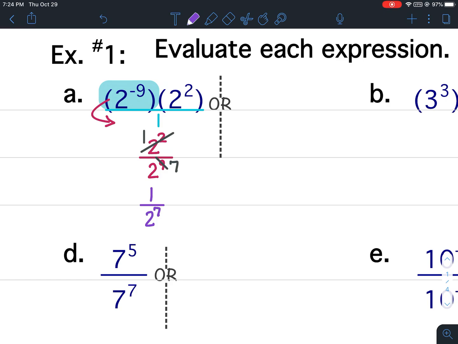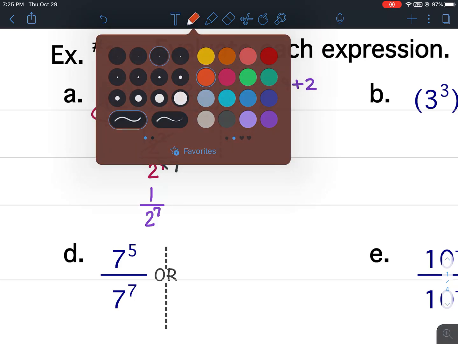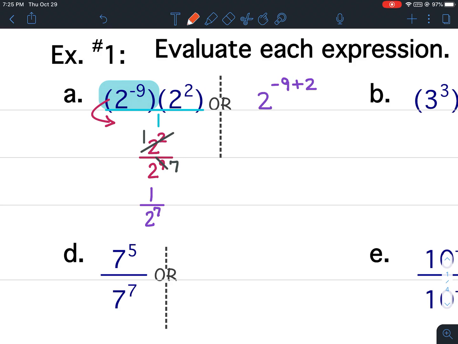So let me show you the other way of doing this. All right, the other way might be, well, this is multiplication, so we could go ahead and multiply right away. And if you multiply, you're supposed to add exponents. So this would look like 2 to the negative 9 plus 2. Negative 9 plus 2 is negative 7.